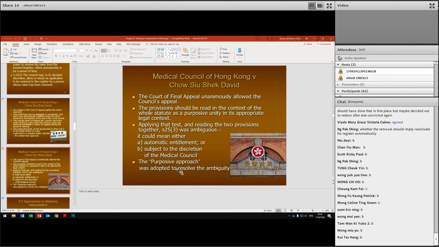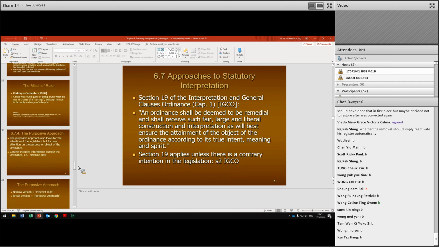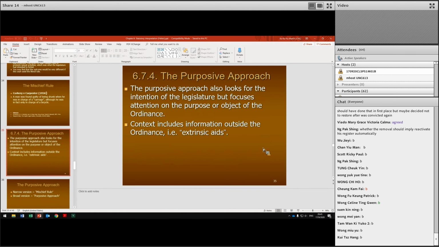In this case, the court adopted the purposive approach to resolve the ambiguity. Now we go back to slide 35. The purposive approach also looks for the intention of the legislature, but focuses attention on the purpose or object of the ordinance. For the mischief rule, many students find it difficult to distinguish the mischief rule and the purposive approach.